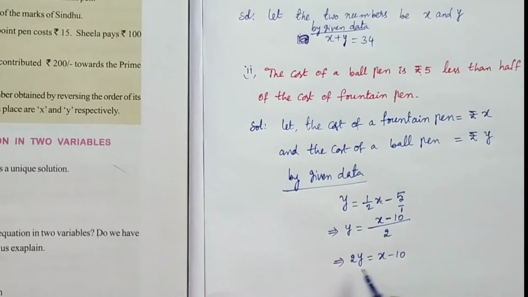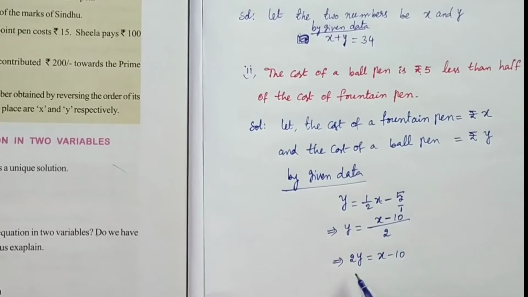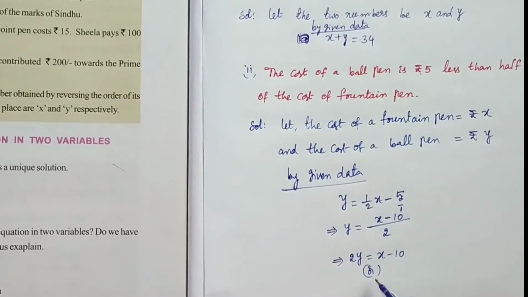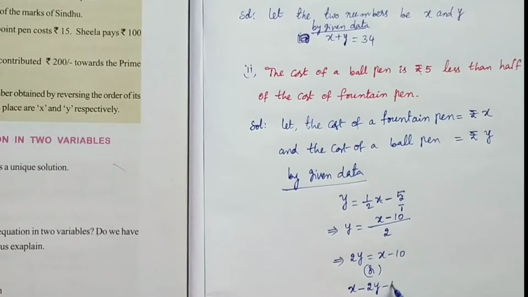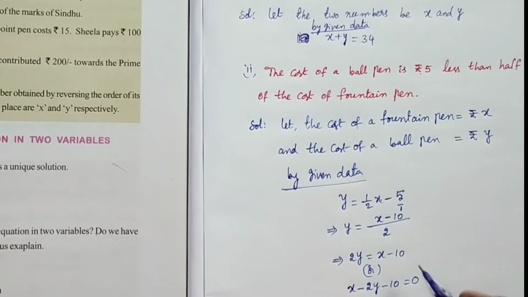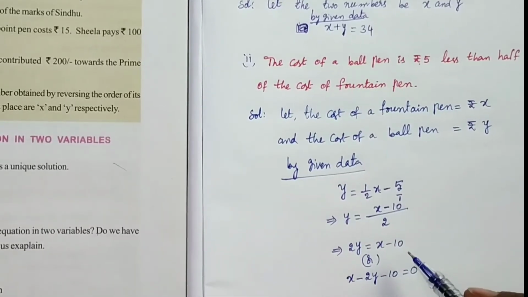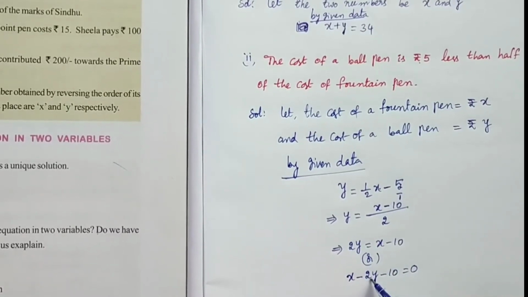You can write it in the form of ax plus by plus c. It will be changed as, send 2y that side, then it will be x minus 2y, and minus 10 is already there, so it will be equal to 0. So these both equations are correct. So you can write like this or like this, no problem.